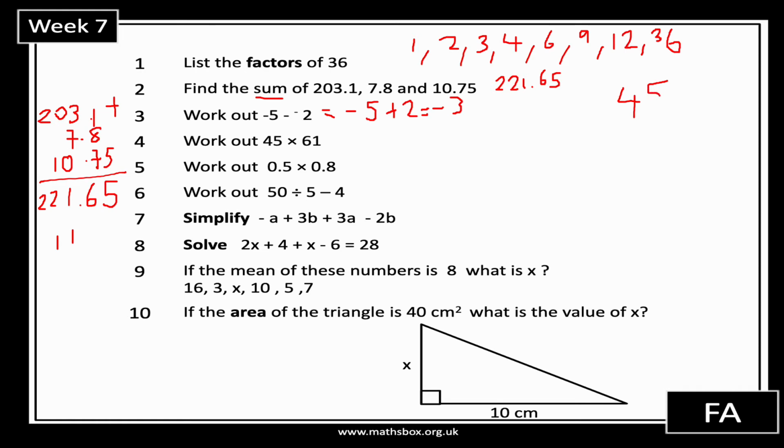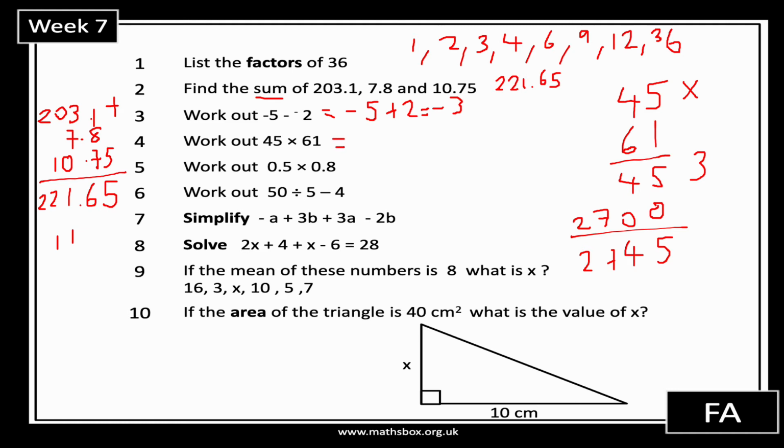45 times 61. Well, let's do 45 times... actually, we'll just do it as 1 first. It makes it a bit easier. 5 times 1 is 5. 1 times 4 is 4. 0 here, because it's a placeholder. 6 times 5 is 30, so 0, carry the 3. 6 times 4 is 24, add 3 is 27. Adding my answers together, I get 5, 4, 7, and 2. So the answer is 2,745. Okay, guys, this is question number 5.